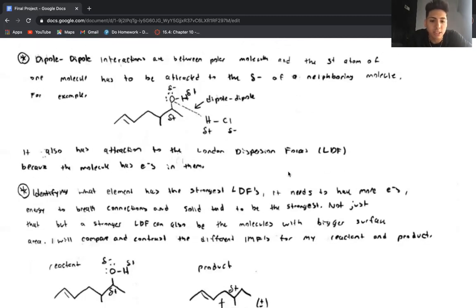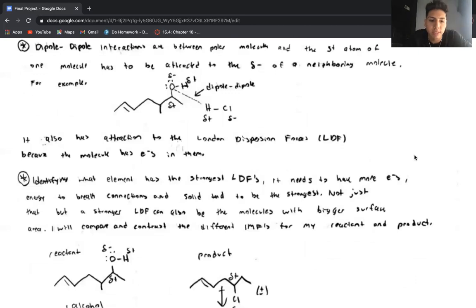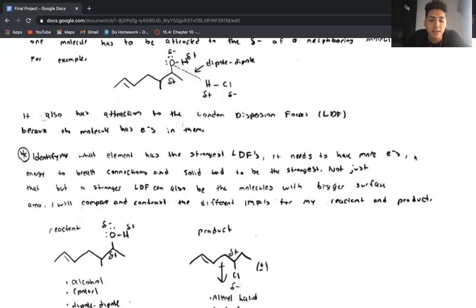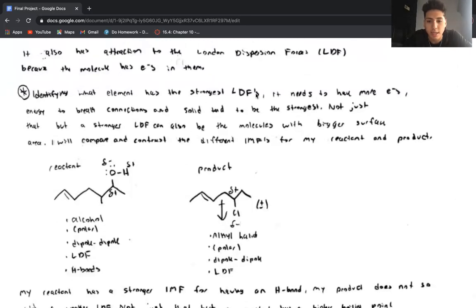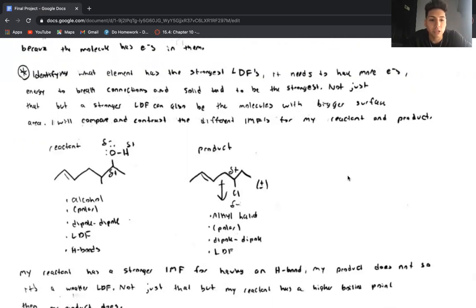It also has attraction from London dispersion forces, LDF, because the molecule has electrons in it. Identifying which element has the strongest LDFs: it needs more electron energy to break the connections, and solids tend to be the strongest. Not just that, but a stronger LDF can also be in molecules with a bigger surface area.